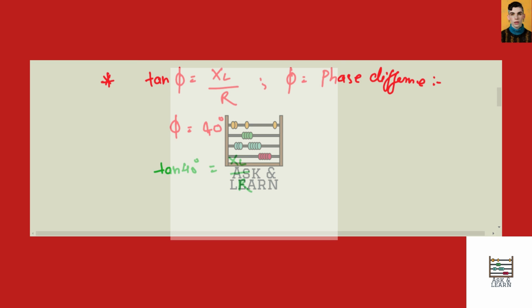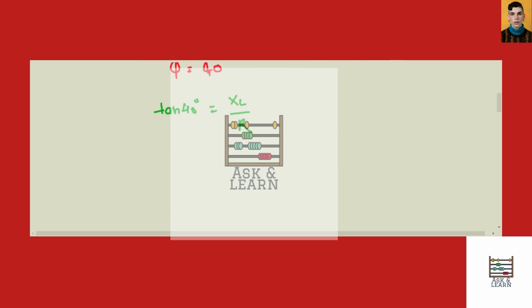So just put the value of tan 40 degrees. The tan 40 is 0.84. So let's put it over here. This will become 0.84 is equal to XL by R. And then if you cross multiply, you will get 0.84R is equal to XL. This is our second equation.